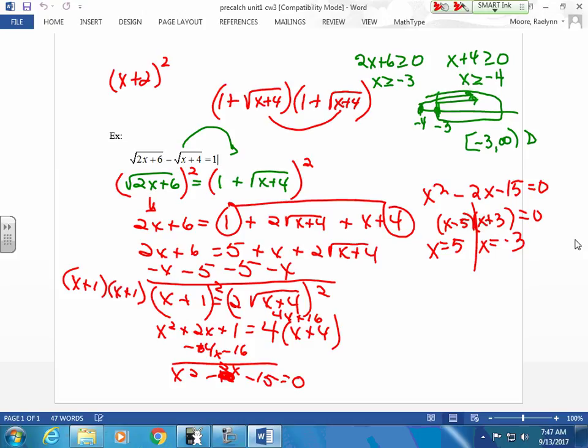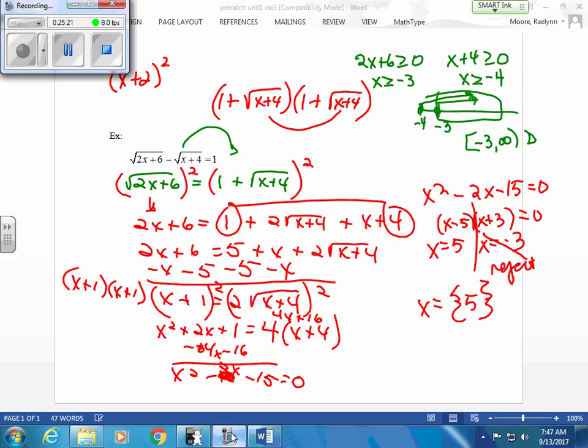The negative 3 doesn't work. Now the negative 3 doesn't work, not because it's a negative, but because when we put it back in, it's not working. So we reject this, and we have one solution. Okay? This will probably be the longest one that you're going to do with 2 radicals.